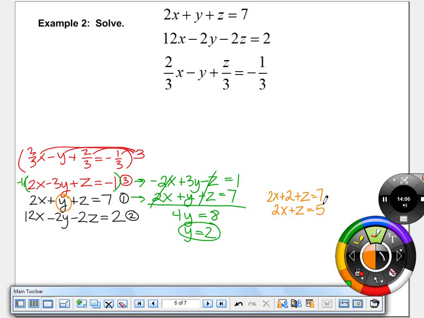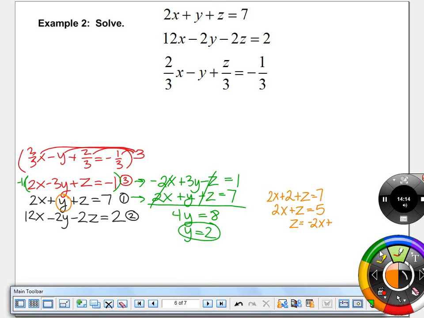Sure. So we can move 2x to the other side to get z. So we could say that z is equal to negative 2x plus 5. Okay, and if we have that, then we can plug that back into any other equation. Now, we don't want to plug it into this one because that's the one that we rearranged it from. If you plug it back in there, things are just going to cancel all out, and you're not going to get anywhere. But we can plug it back into another equation.